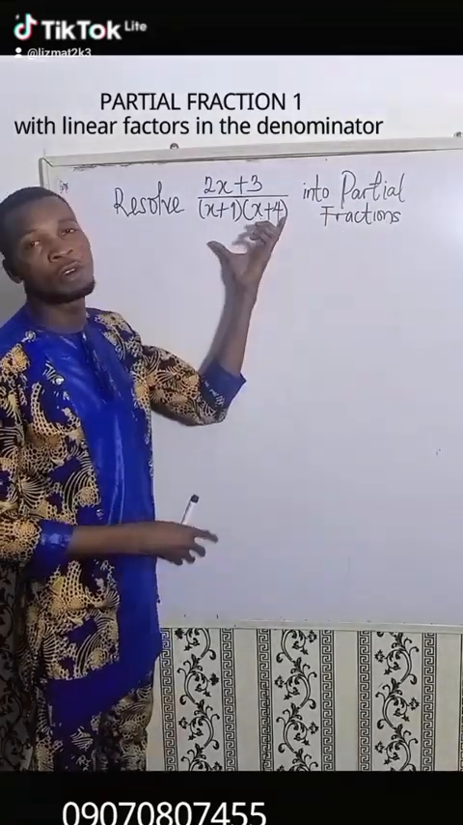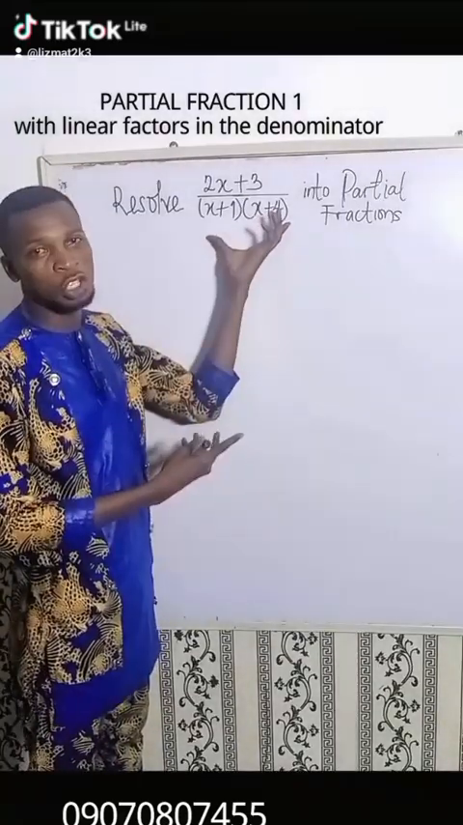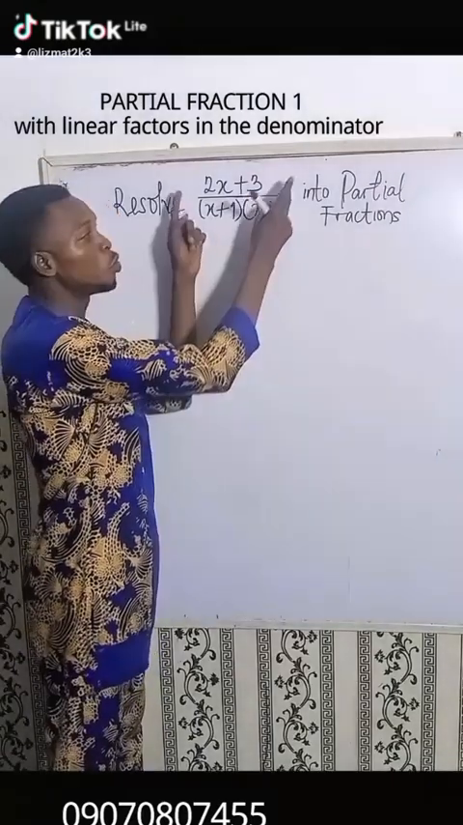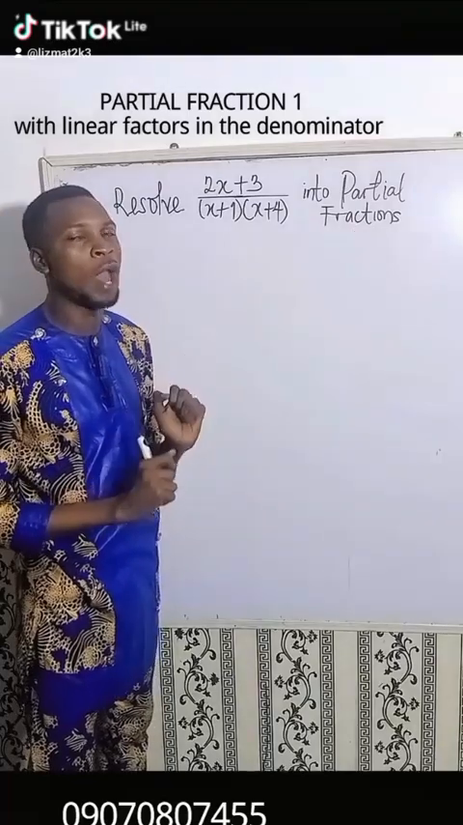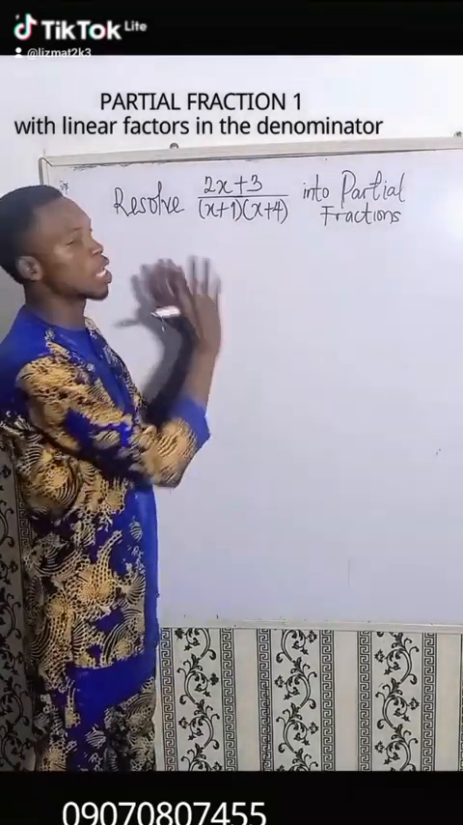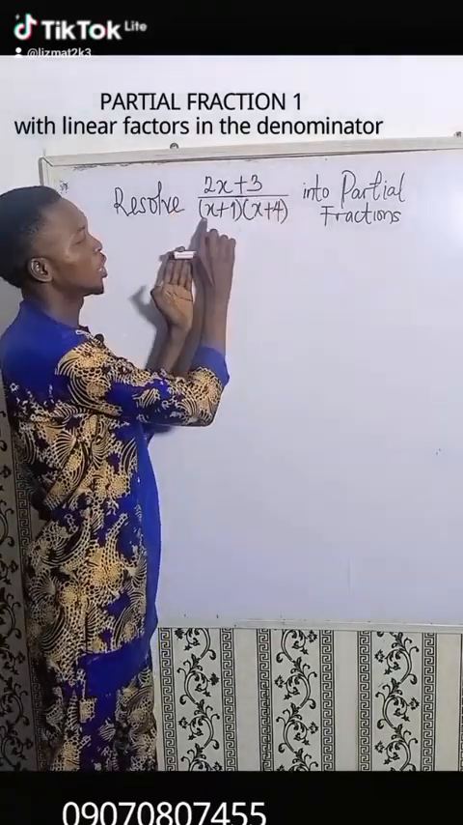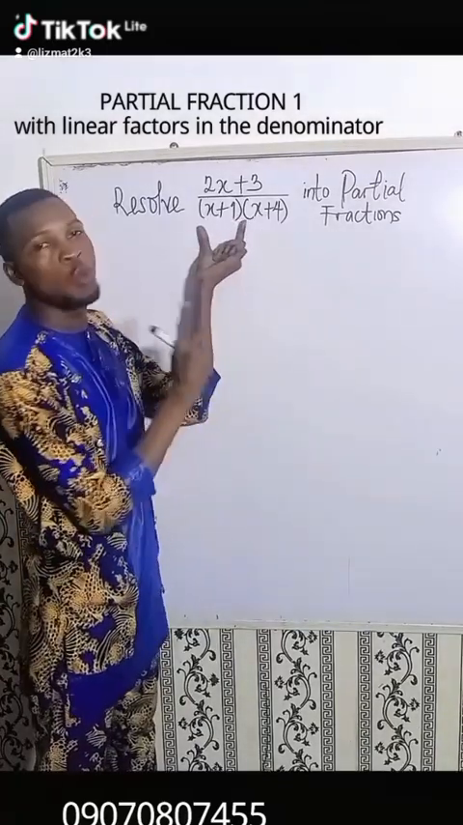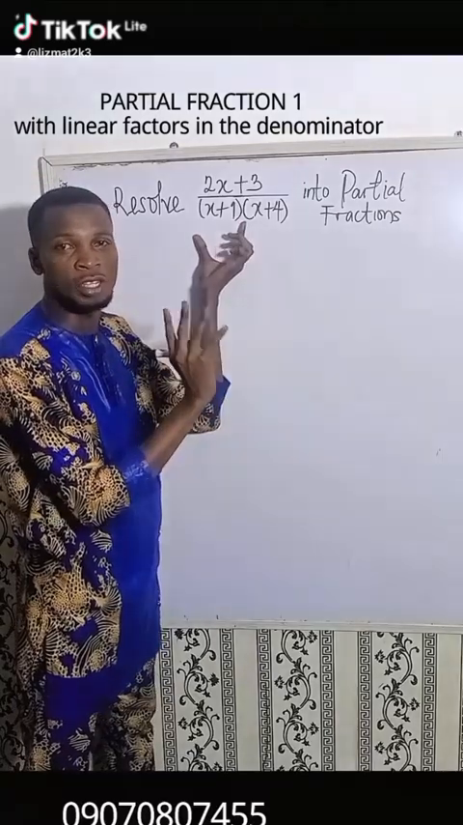When you want to resolve into partial fractions, or decompose an algebraic fraction, the nature of the denominator of the original fraction will determine the partial fractions. How do I know? Pay attention. If the denominator is a linear factor, for example, x + 1 and x + 4, how do I know that x + 1 and x + 4 are linear factors? Very simple.